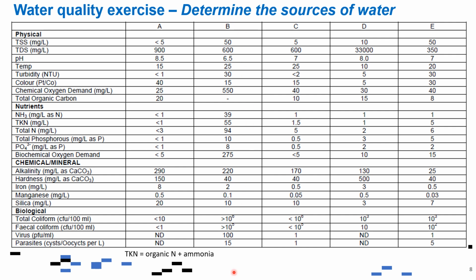Okay, so you can work out the other examples A, C, and E, based on our discussion earlier, and try to assume and try to know what kind of water sources they are coming from.